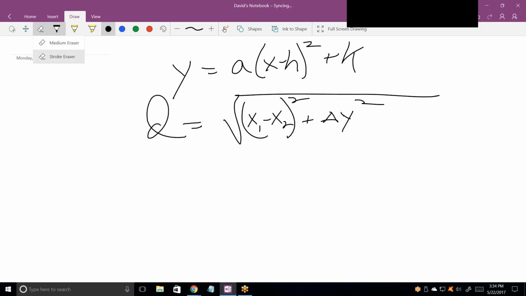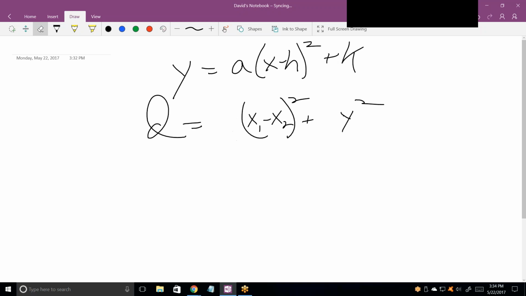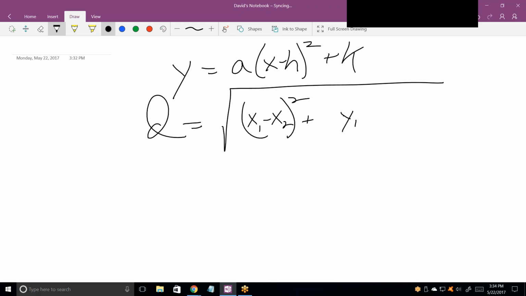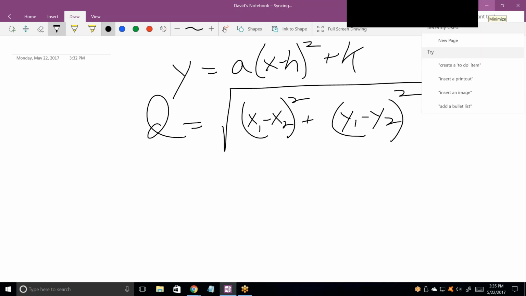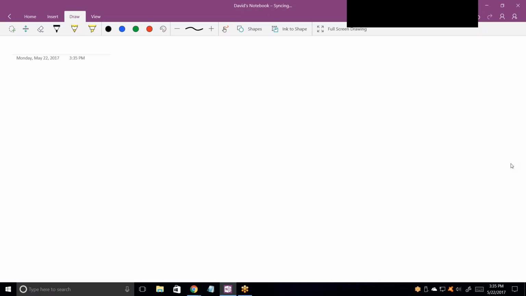That's the way I like to remember it, because it really is the change in the x squared plus the change in the y squared. And guess what? You can do these in any order you want. You could do x sub 2 minus x sub 1 if you want, because once you square it, it all becomes positive. How much conic sections did you get into?